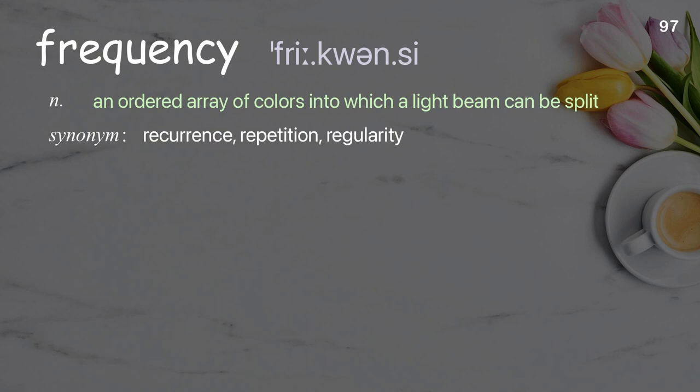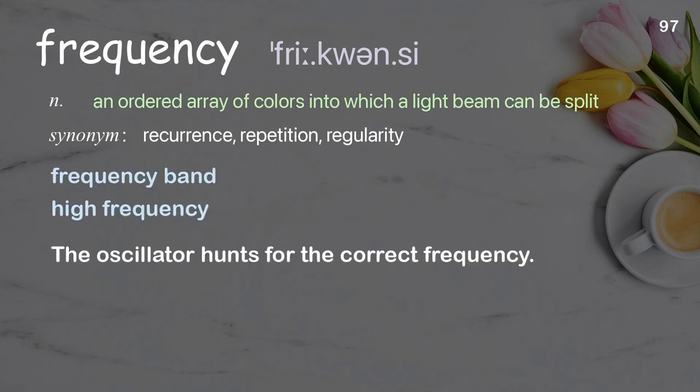Frequency. An ordered array of colors into which a light beam can be split. Examples. Frequency band. High frequency. The oscillator hunts for the correct frequency.